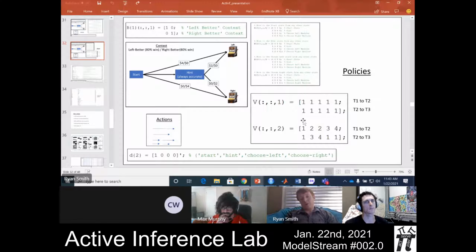So in other words, there's a bunch of other possible transitions, strings that you might think of, right? You might, for instance, go to the left machine and then go take the hint or something like that. But we're not allowing that. We're saying these are the allowable transitions. So these are the different policies or action sequences that can be chosen.